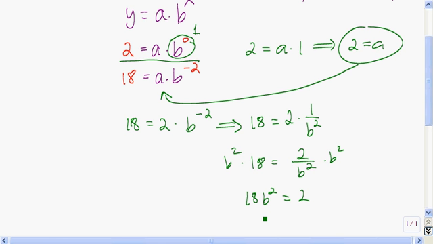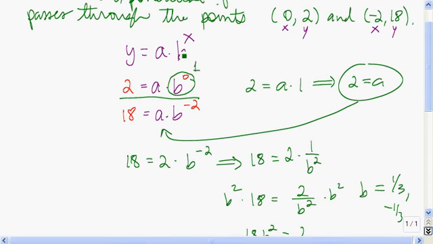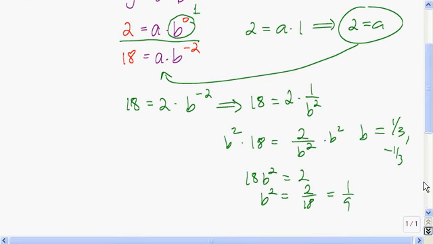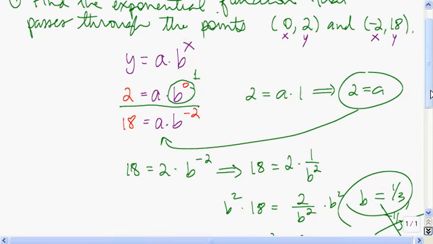So here we have 18b squared is 2, so b squared is 2 divided by 18. 2 divided by 18 is 1 divided by 9. So b squared is equal to 1/9. If we solve that for b, we're looking for what we square to get 1/9. So b could be 1/3 or -1/3. However, in this case, b is the base in an exponential function. We know the base cannot be negative, so that one is out, and b is 1/3.